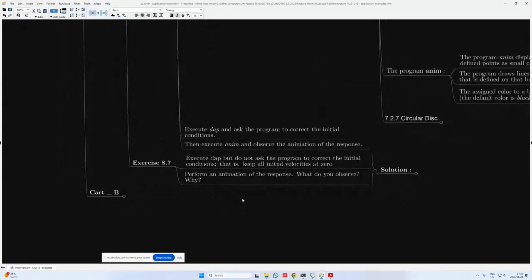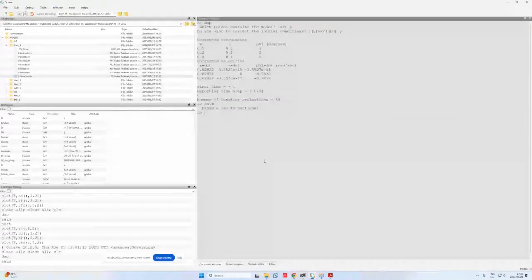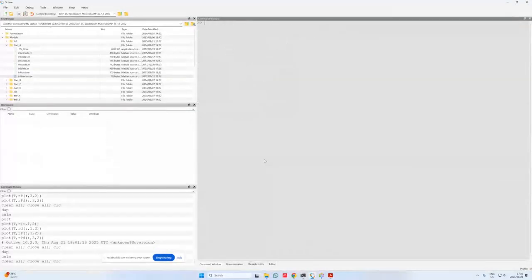Exercise 8.7 then says that we need to execute that, but now we're not going to ask the program to correct the initial conditions. And we want to keep all the initial velocities at 0. We didn't specify them, so the default of 0 is in any case going to be used. Then we need to perform an animation of the response, and we want to see what we observe in this case.